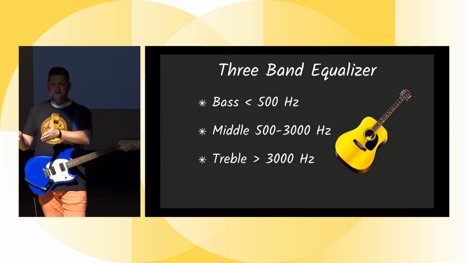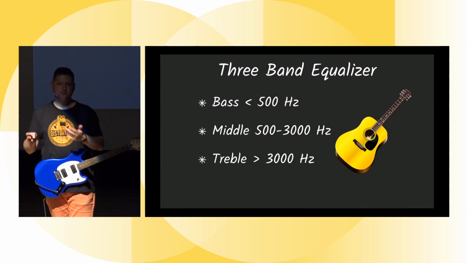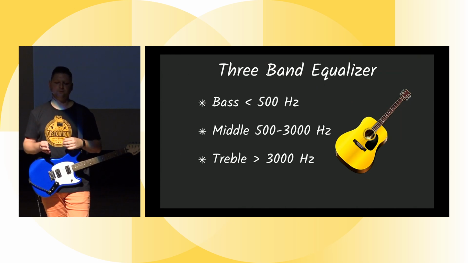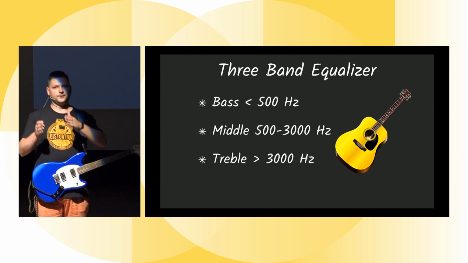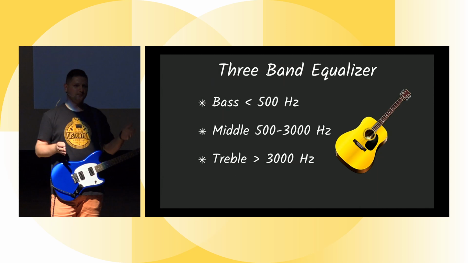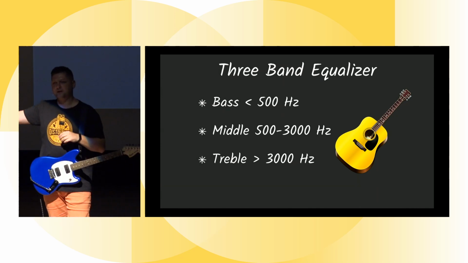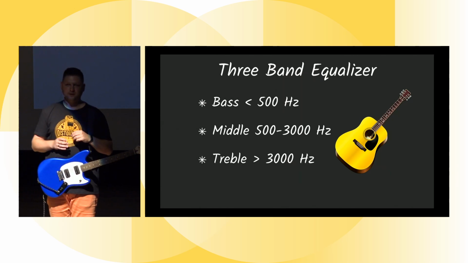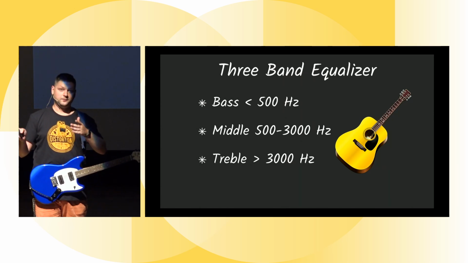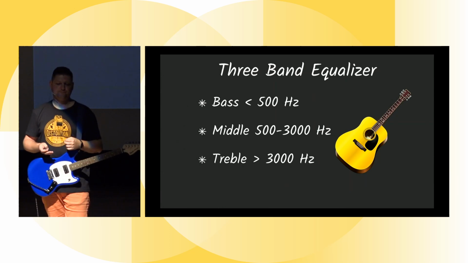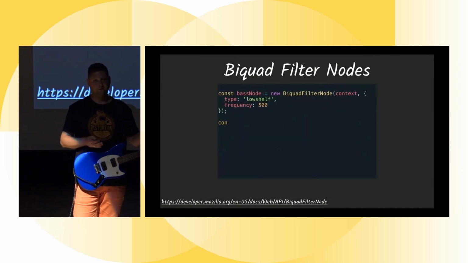So basically, we need to split our frequency range into 3 bands. Everything below 500 Hz will be for bass control. Everything above 300 Hz will go for treble control. Everything in the middle will be middle. How it looks in code.